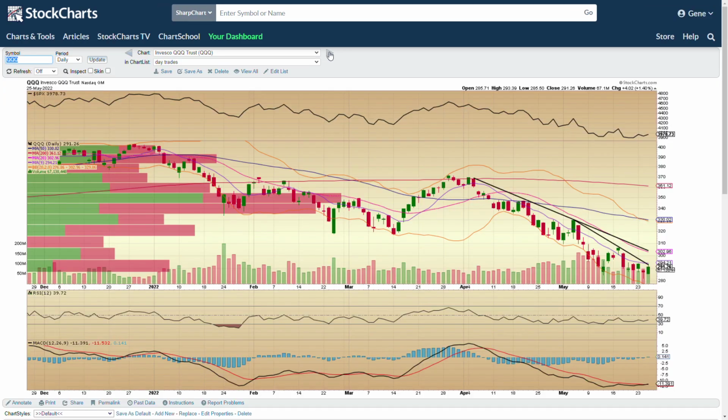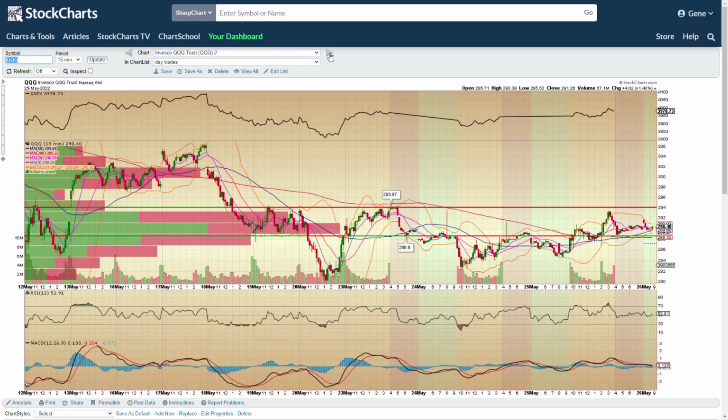Not positive about that. The Q's in a downtrend here. You can see we didn't even quite make the 9 yesterday. Pushed into the downtrend, seeing rejection. The market gapped up a little bit this morning and has pulled back. We'll talk about the SPY in a minute.